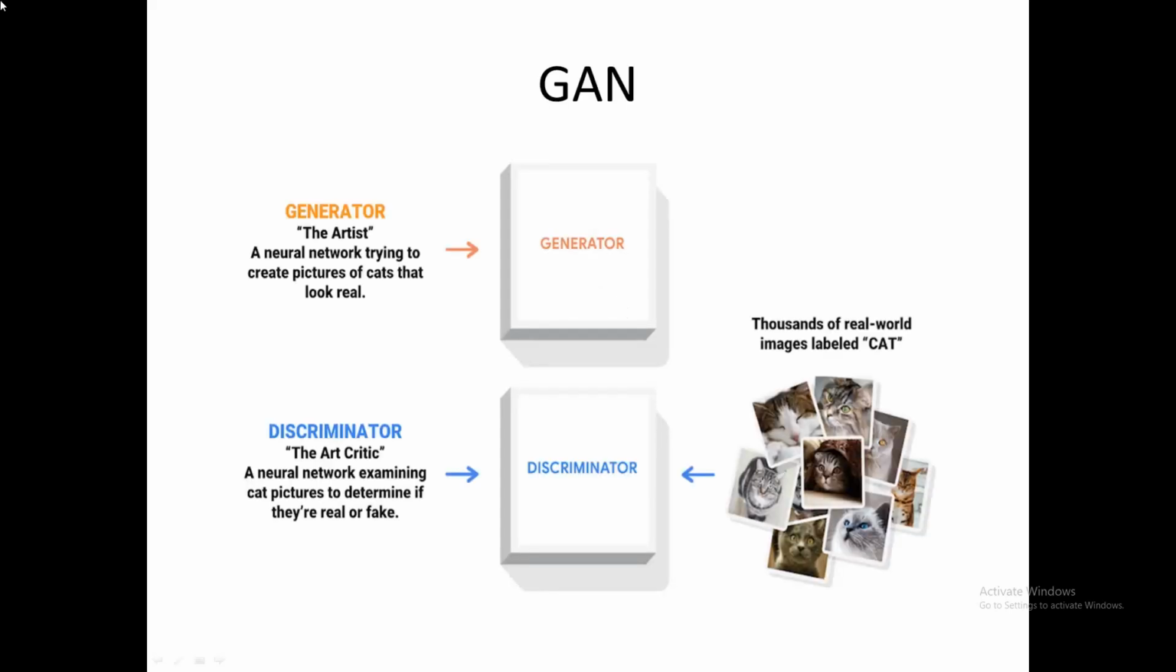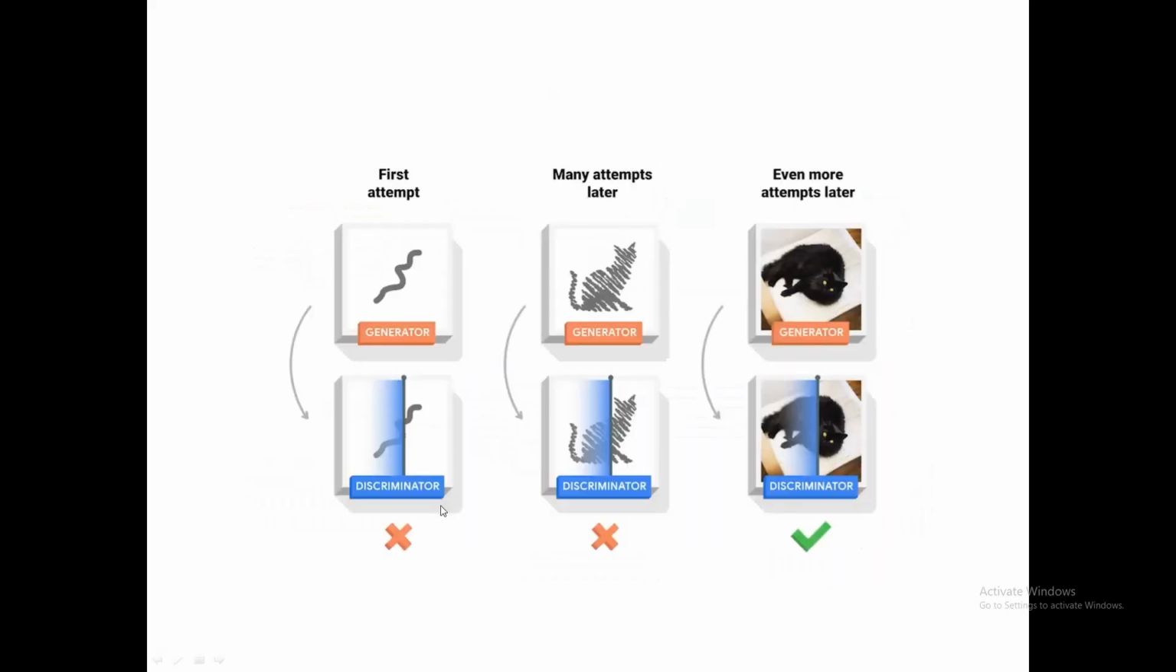Now I am going to recap the topic again. This is a GAN model. There are two blocks: one is the generator, another one is the discriminator. The generator is a neural network trying to create pictures of cats that look real. The discriminator already knows thousands of real world images labeled cat, and it compares the generated images with the real images and classifies which one is real and which one is fake. It is like an art critic, a neural network examining cat pictures to determine if they are real or fake. Already we have seen this. This is the thing behind the GAN model.